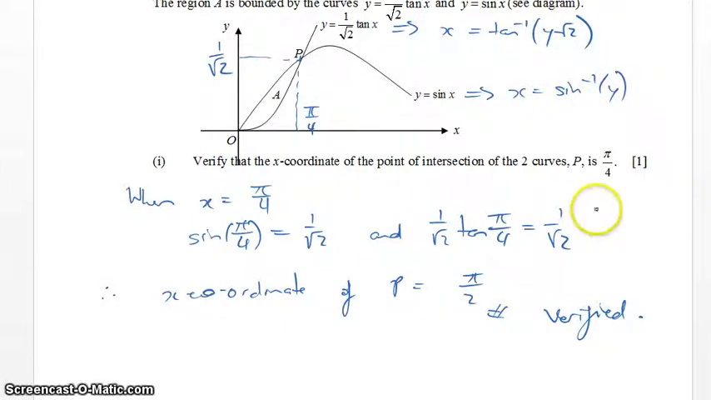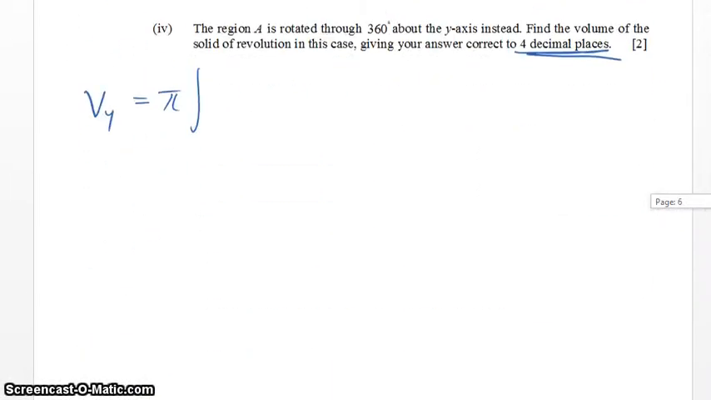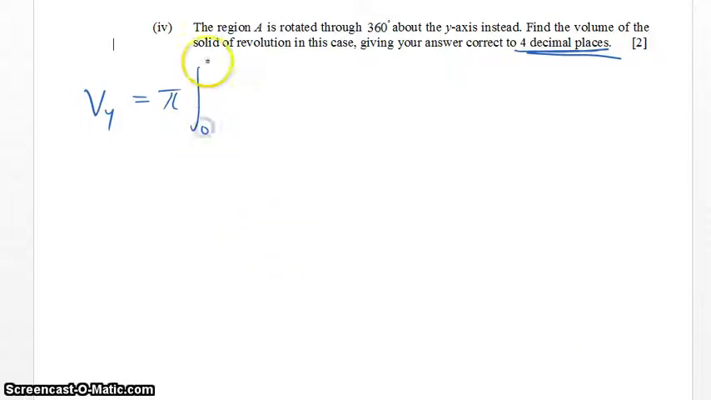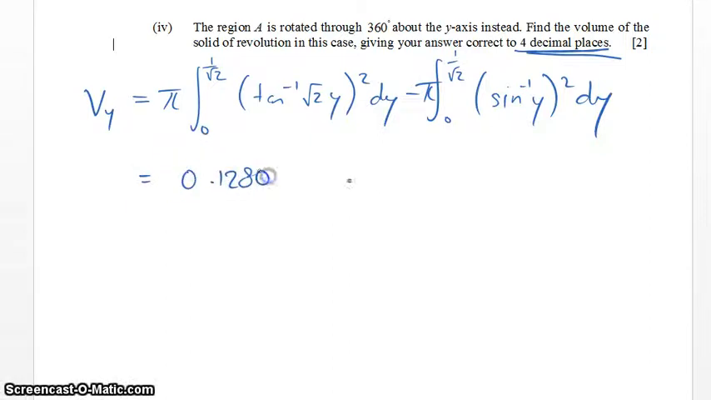Remember, integrating about the y-axis, we integrate x squared dy. But we can use our GC to do the heavy lifting for us. So this is just pi times the integral from 0 to 1 over root 2 of tangent inverse root 2 y squared dy, minus pi times the integral from 0 to 1 over root 2 of sine inverse of y squared dy, and from our GC that is 0.128024 to 6 dp. And we're done.